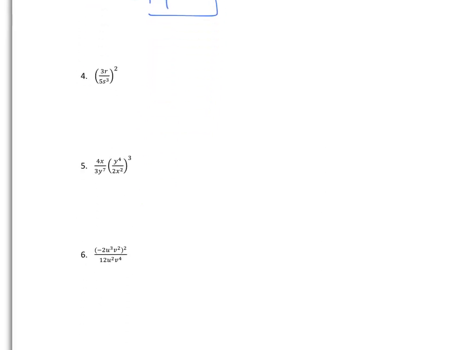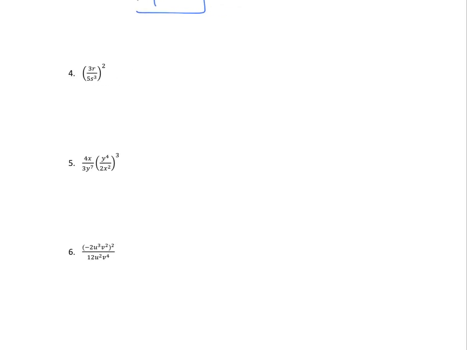Number 4 here, we have to do the power first, and then we can try to reduce. So remember that 2 goes with both the top and the bottom, and it's got to go to everything in the top and to everything in the bottom. So we've got 3 squared is 9 r squared, and 5 squared is 25, s cubed squared. Remember power to a power, you have to multiply, so that's s to the 2 times 3, or 6 to the power. And that's all we could do.